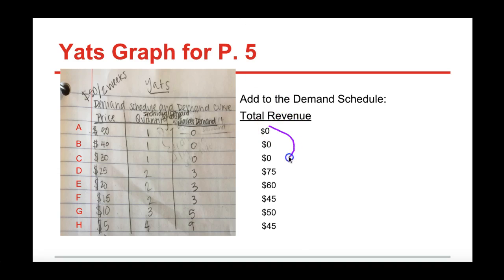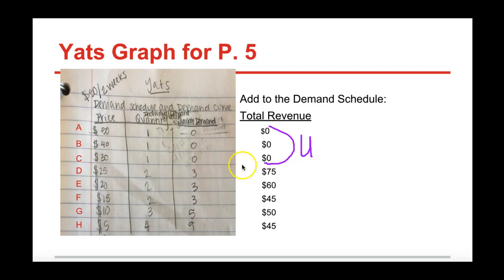So all of this at the top, okay, when the total revenue doesn't change, what type of elasticity is it? Is it elastic, inelastic, or unit? Hopefully you said unit elastic. So unit elastic is going to be where the total revenue doesn't change. All right.